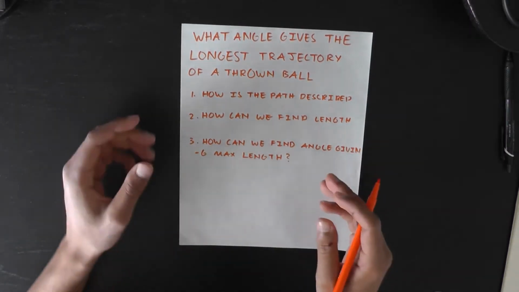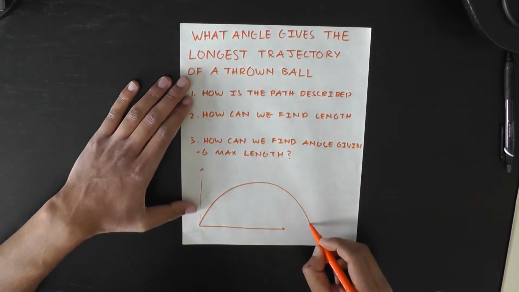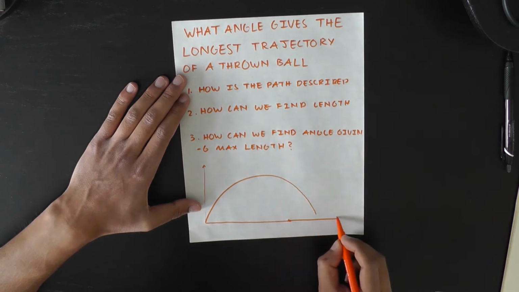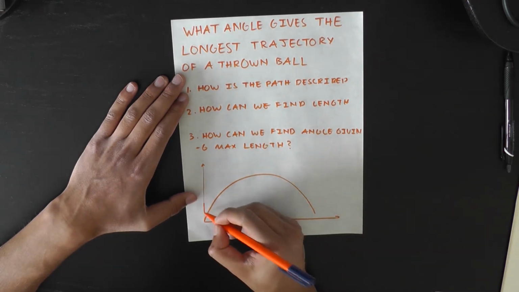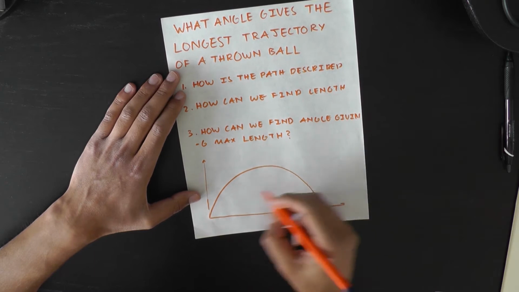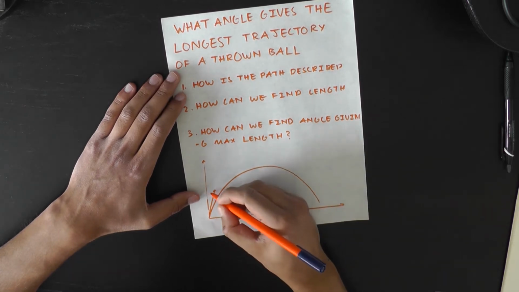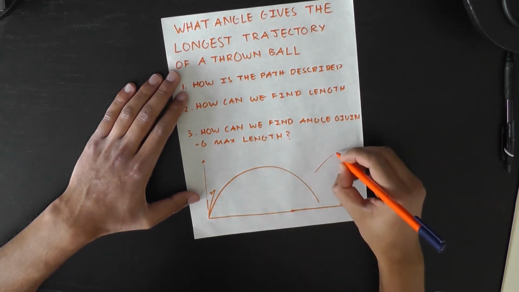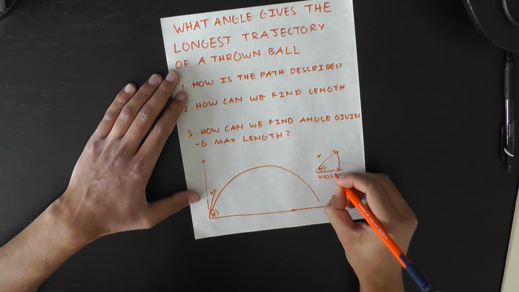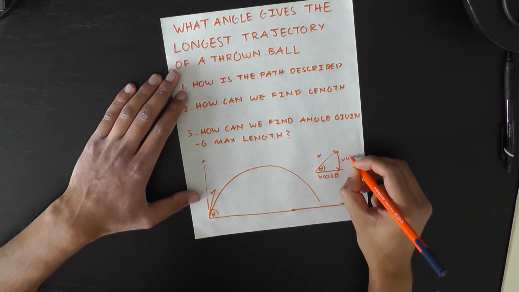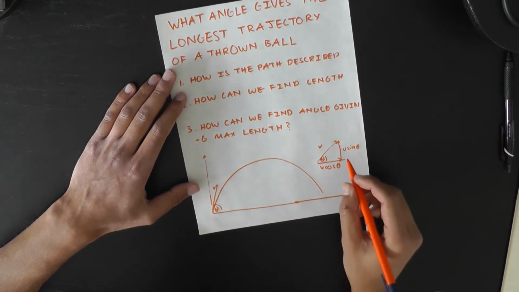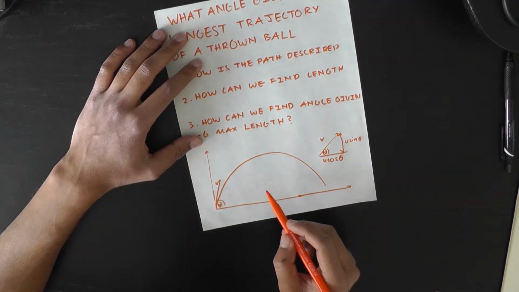So, how is a path described? Let's start with that. Anywhere on Earth, or anywhere in a gravitational field, your path will look something like this. You have an initial velocity v, which has two components. You have a v cos theta component and a v sin theta component. And both of these make up v.